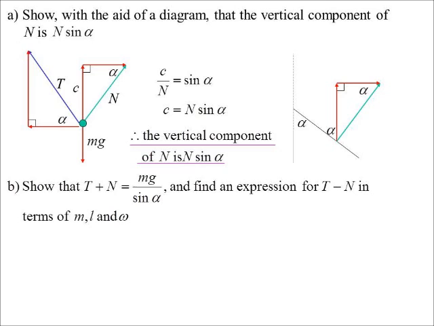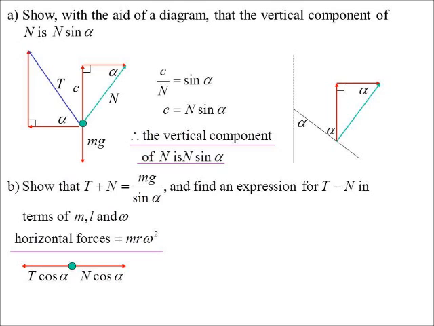It now wants me to show that the tension force plus the normal force is mg on sine alpha, and then find an expression for tension minus the normal force, but in terms of the mass, the length of the string, and the angular velocity. Right. Horizontal forces will sum to give mr omega squared. It's still a conical pendulum, it said. So it's circular motion horizontally. So let's draw that diagram up.